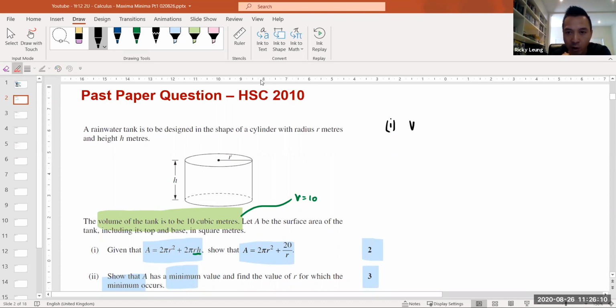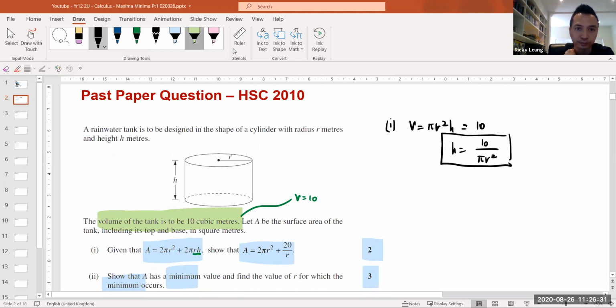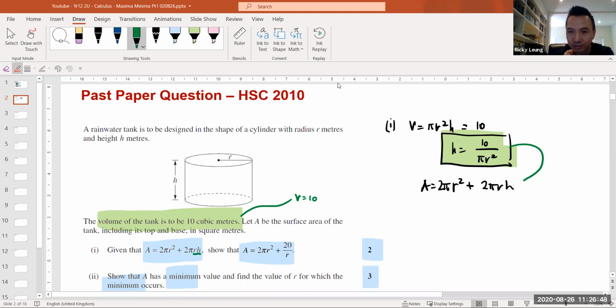So we know volume equals pi r squared h for a cylinder. Pi r squared h, I said it but didn't write it, and that equals 10 in this question. So I'm going to make h the subject in this case by dividing the pi r squared over. I now have an expression that I'm going to sub into the surface area formula that they gave me, which is 2 pi r squared for the 2 circles on top and bottom, plus 2 pi r h for the curved surface. I'm just going to sub this value of h in, and I should be done.